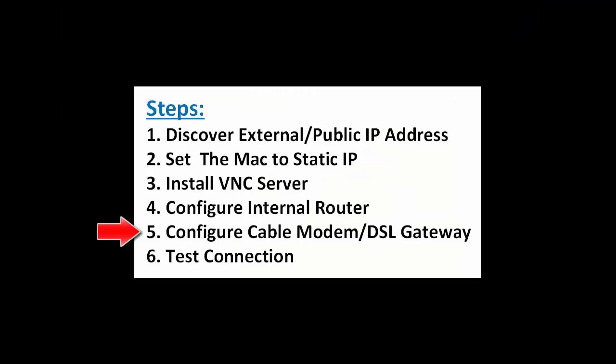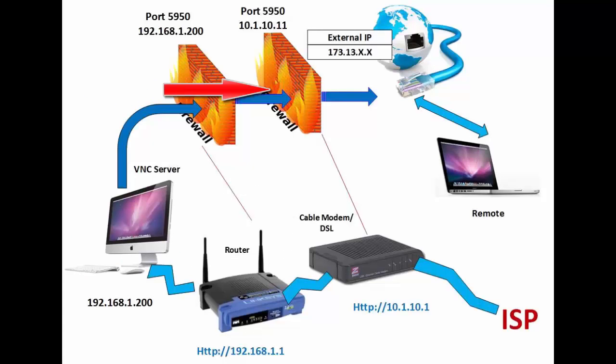Okay, so step 5, we're going to configure the internet gateway, or cable modem gateway, whatever you want to call it, or DSL gateway, so we can poke a hole out of the external firewall here. You can see here with the red arrow, that's what we've tried to do. We're going to work on the 10.1.10.11. What is that? That is the IP address that the internal router, the Linksys router, got from the cable modem or DSL.